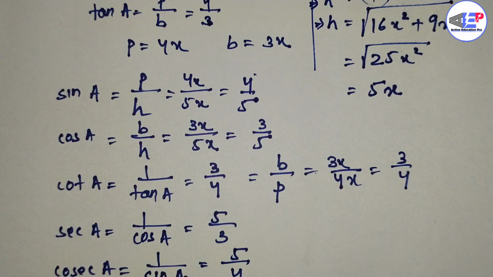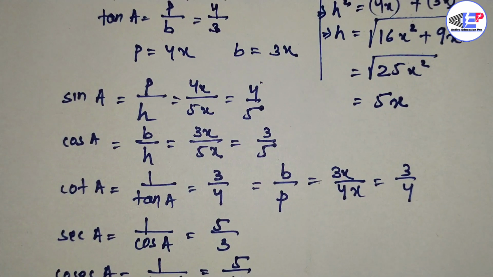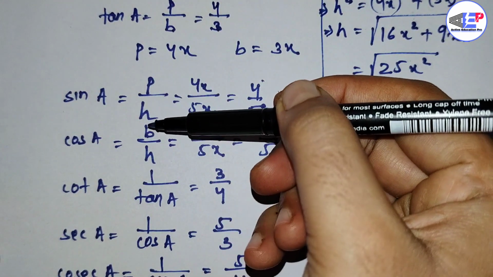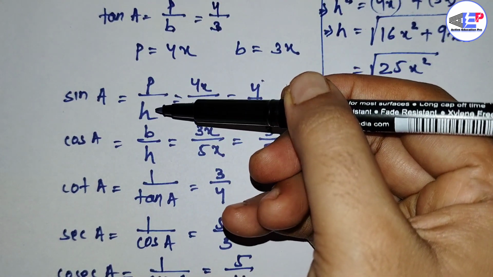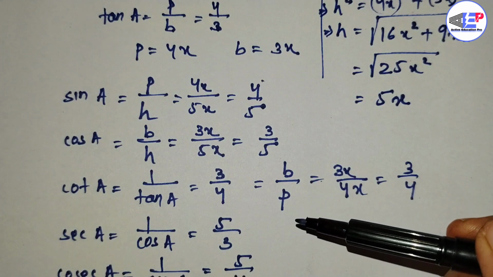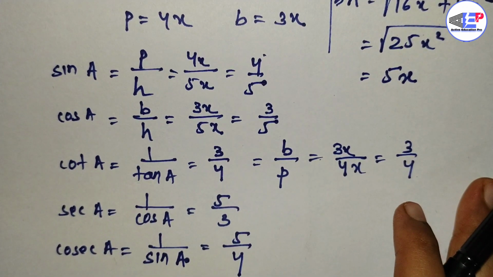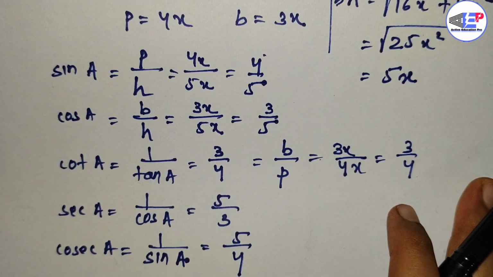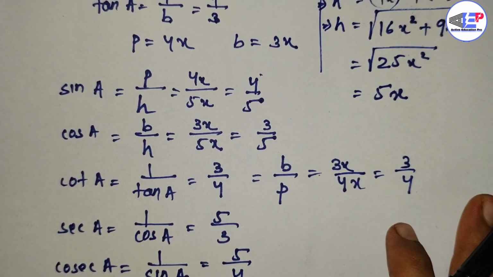So these are the 5 remaining ratios we find by applying the ratio of these two sides, where we can take perpendicular with hypotenuse, and perpendicular with baseline. So finally we have the 6 ratios of trigonometry. Next question.